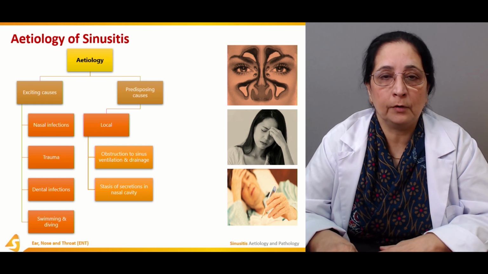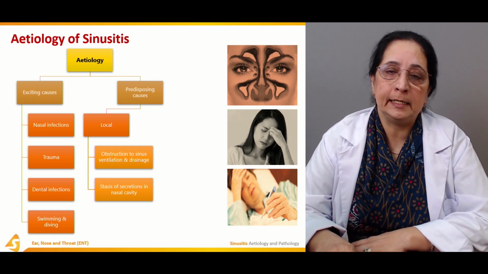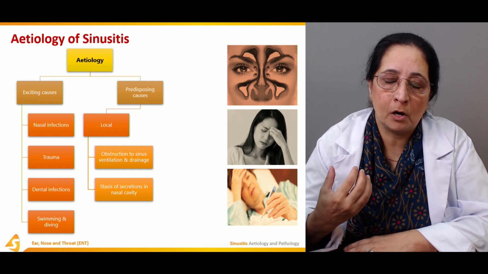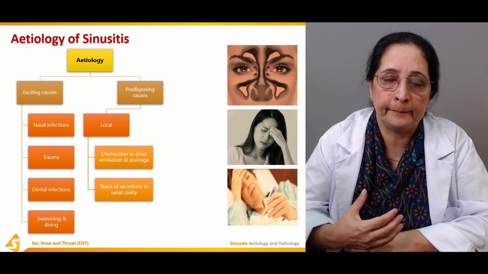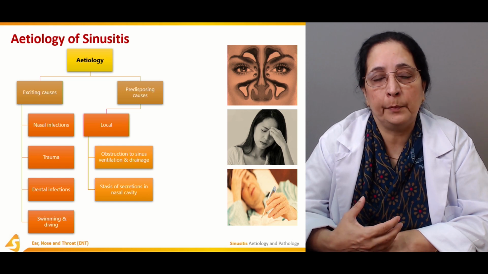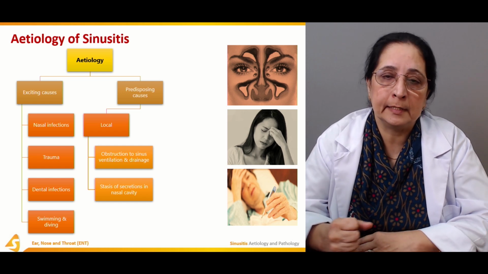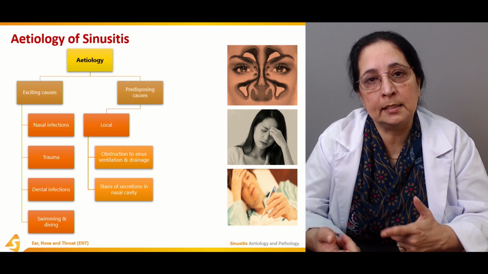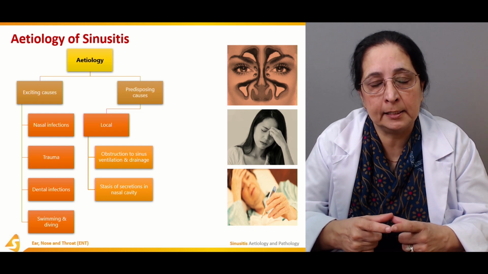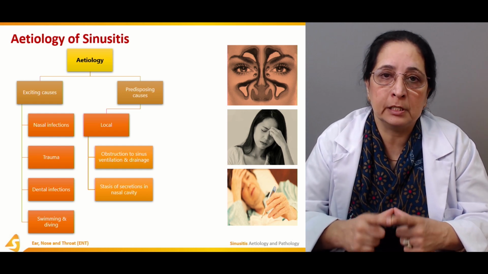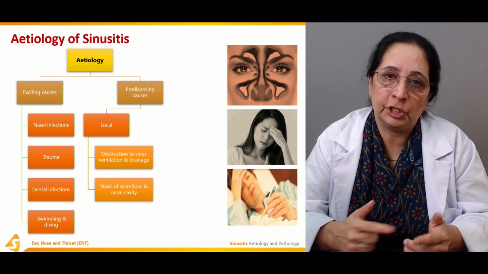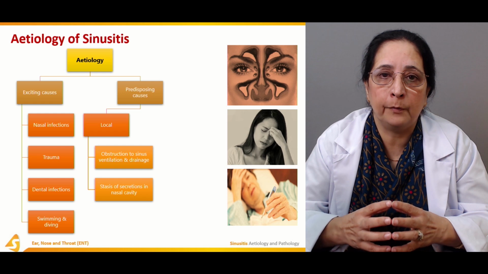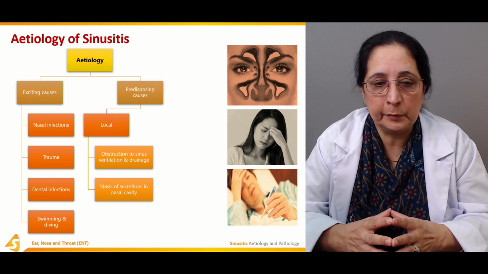Then stasis of secretions in the nasal cavity. If the secretions in the nasal cavity are not flowing and not excreted properly, this can cause stasis of the secretion. And with stasis there are more chances that they can get infected and can lead to infection. And then this nasal infection can spread to sinuses. So it's a very, very important local predisposing factor.